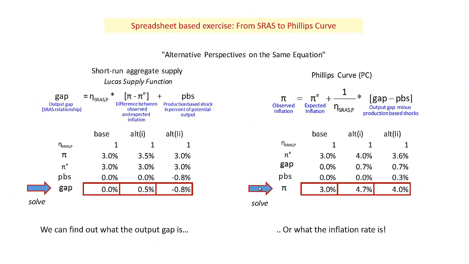So we have a spreadsheet based exercise to help you solidify these concepts. We can think of either the short-run aggregate supply function or what we call the Lucas supply function, and here we give some assumptions in terms of the elasticity, inflation, expected inflation, the level of production-based shocks, and we solve out for the gap. Or alternatively, we can use the Phillips curve version of this, and we give some assumptions for the elasticity again, expected inflation, gap, and the production-based shock, and we'll get inflation.